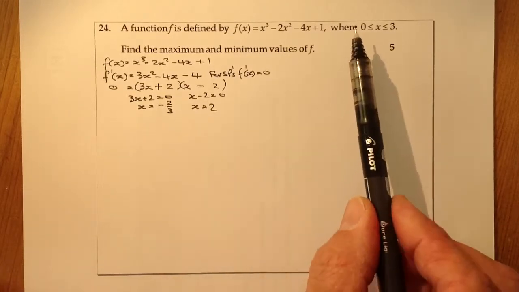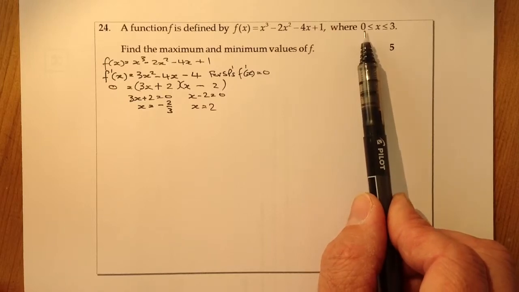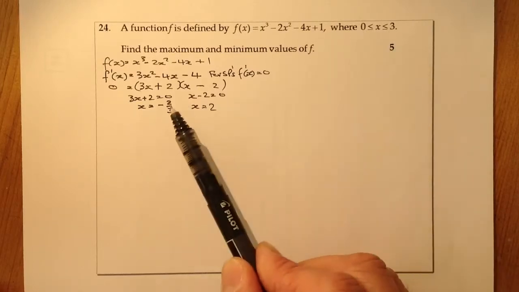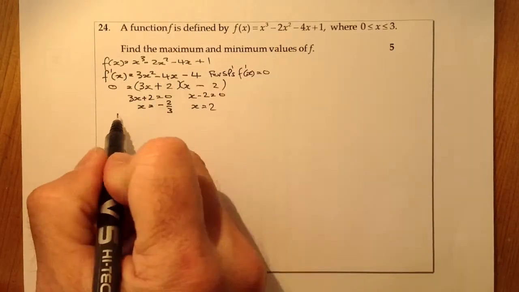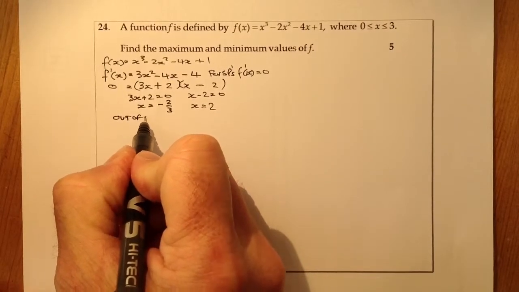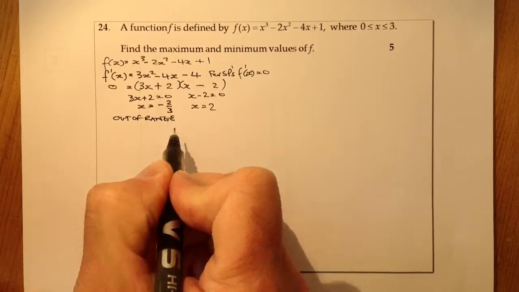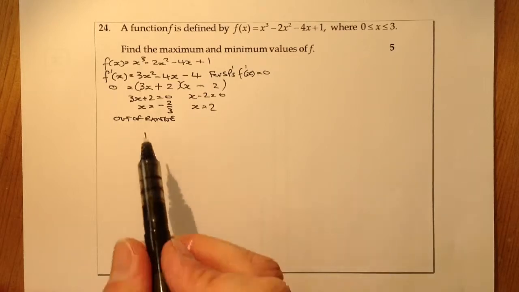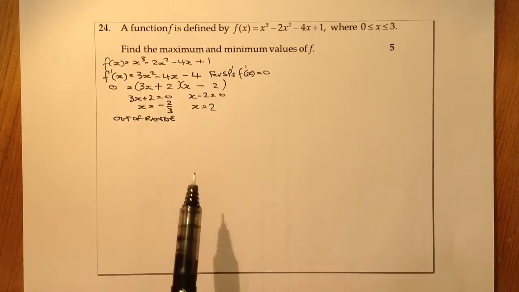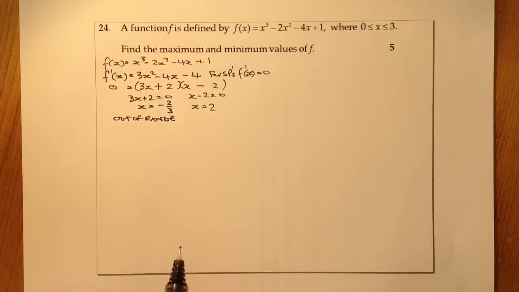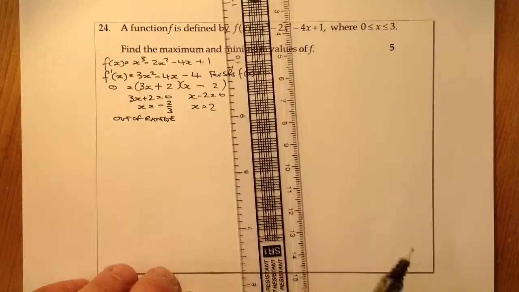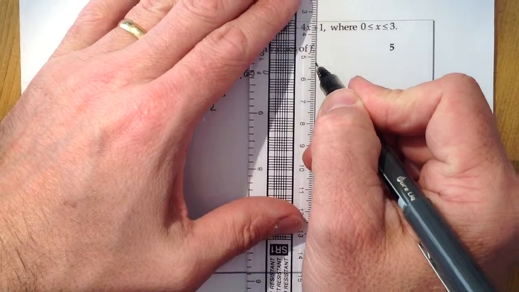If I go back up and look at the range though, this one here is between 0 and 3 for x, so this value here is out of range. And I'm not going to use that value. I'll talk about that towards the end of the question. We'll have a look at this value that's here as well. Right, so let's have a quick look and see if this is a maximum or a minimum point.